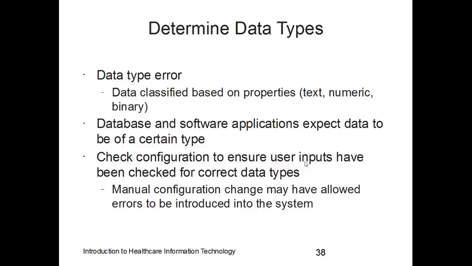When it comes to determining the data type, you need to determine the data type error. Data is classified based on its properties, whether it be text, numeric, or binary. Databases and software applications expect data to be of a certain type. So you need to check the configuration to ensure that the user inputs have been checked for correct data types. Manual configuration changes may have allowed errors to be introduced into the system.